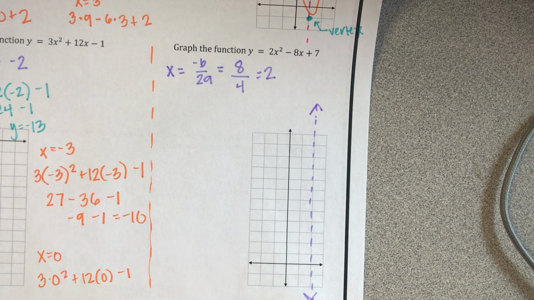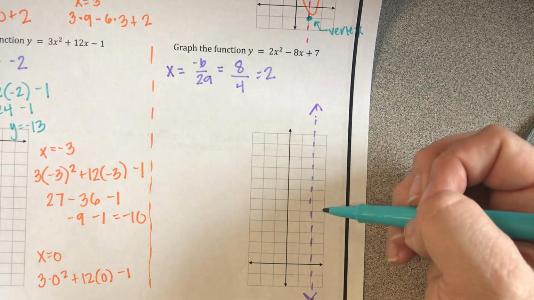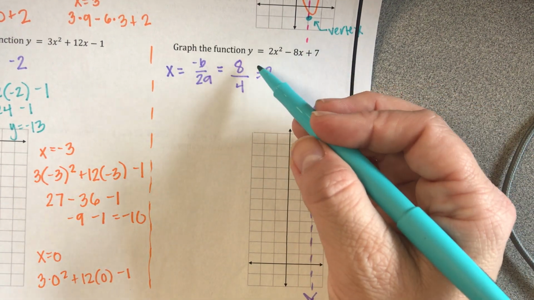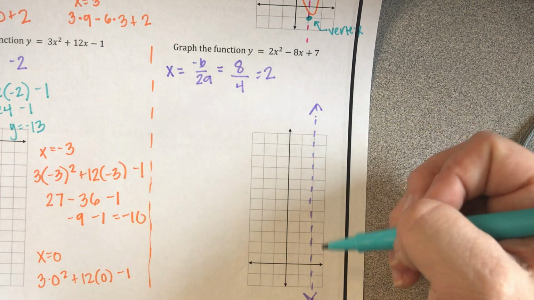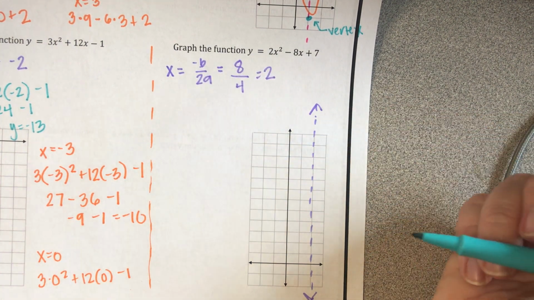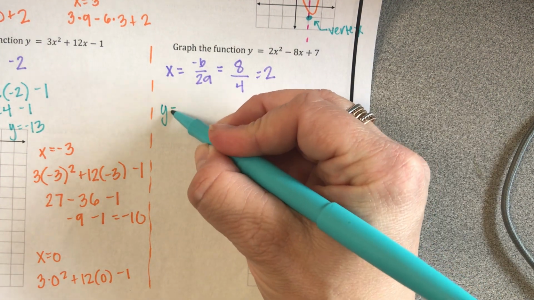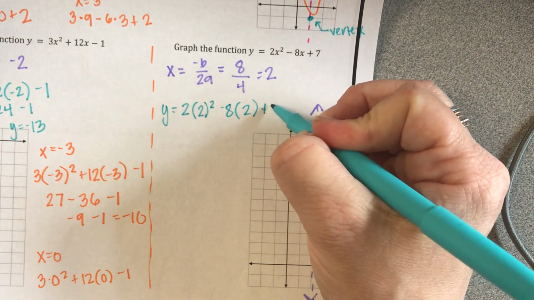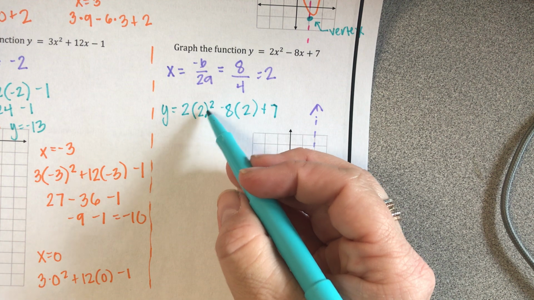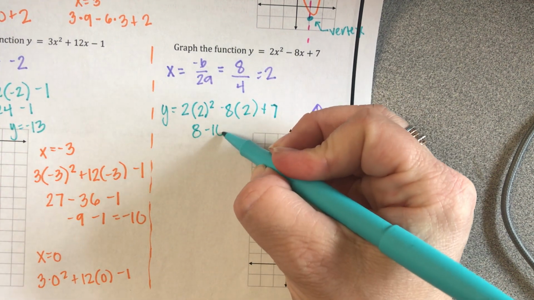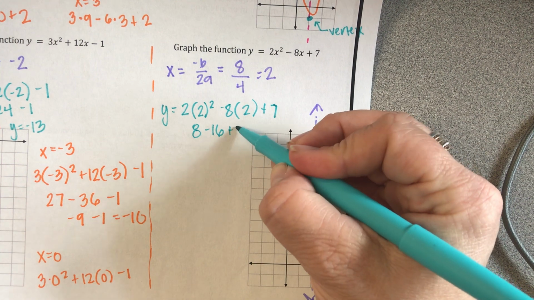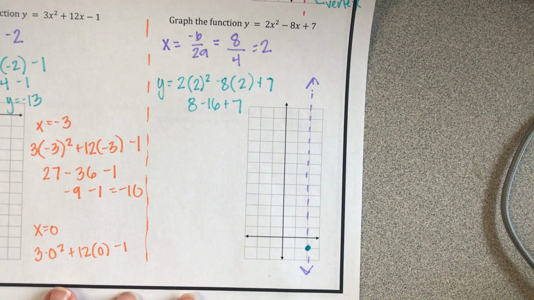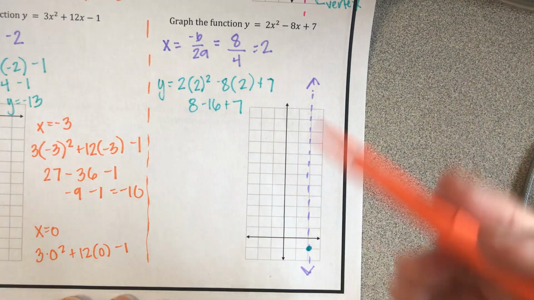Now we need to figure out where's the vertex. So the vertex is going to be on this axis of symmetry. So I'm going to plug in this x value into this quadratic to see, if this is the x, what's the y? And the y value when x is 2 is going to be the vertex. So y equals 2 times 2 squared minus 8 times 2 plus 7. So 2 times 4 is 8, minus 16 is negative 8, plus 7 would be negative 1. So that's my vertex. So now I'm going to start picking x values to the left and to the right.